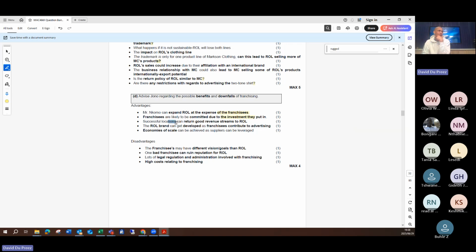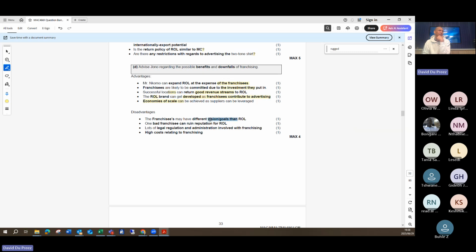Successful locations can return good revenue to you. Added value can be generated, with franchisees contributing to advertising and the economies of scale. The franchisees may have different visions or goals than ROL. One bad franchisee can ruin reputation. Lots of legal regulation and administration involving high cost relating to franchising.